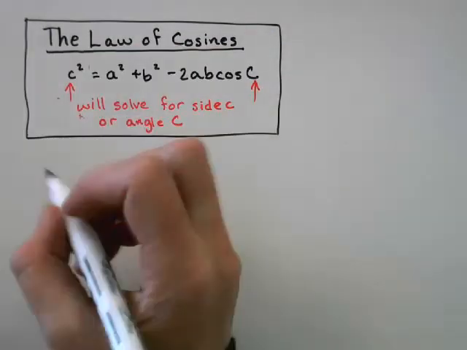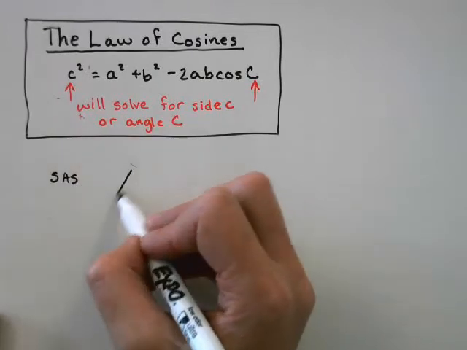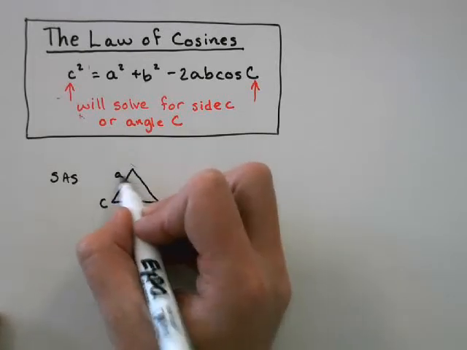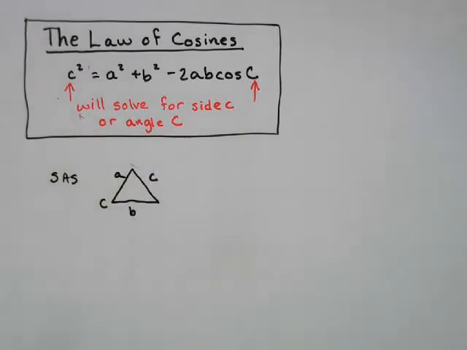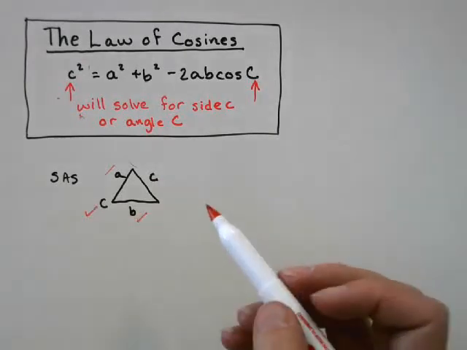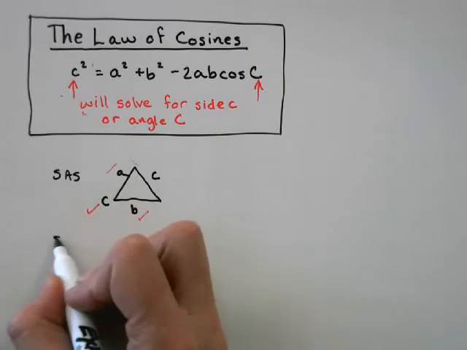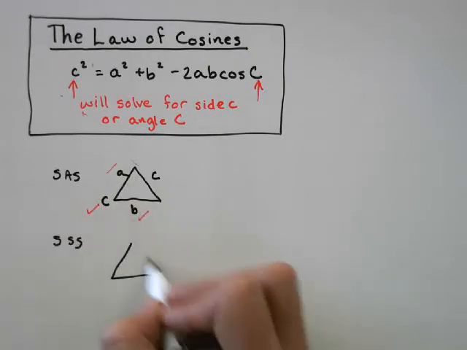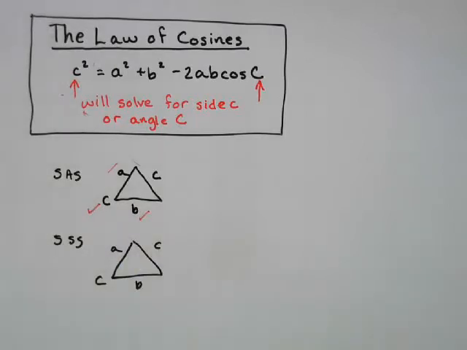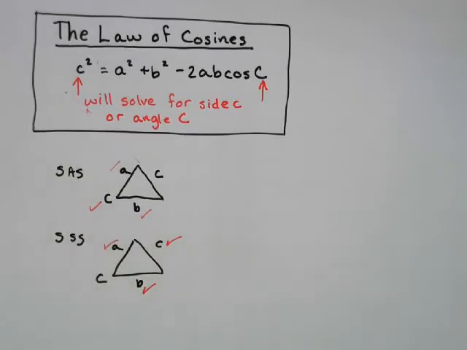Okay, so again, the two cases: you have SAS, so that's where you're going to have A, C, B. So you know A, you know B, and you know C, and you use the law of cosines to find the third side, or you have S, S, S, where you know the three sides. You have that side, you have that side, you have that side. That's what we're solving for.